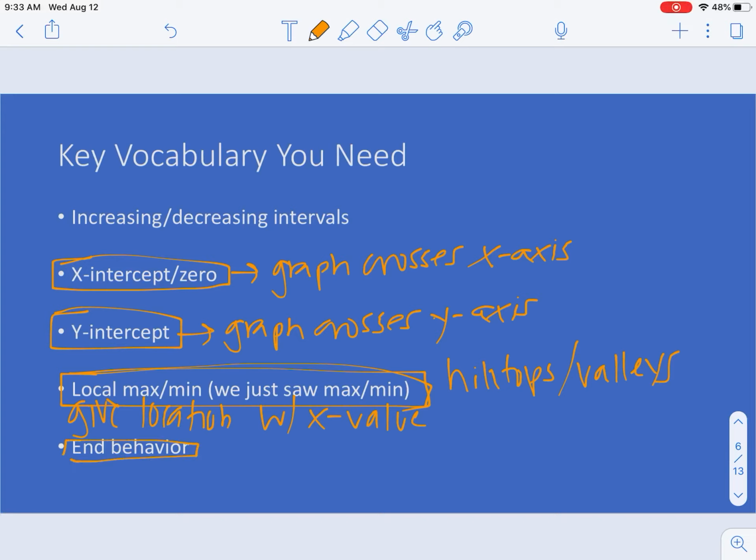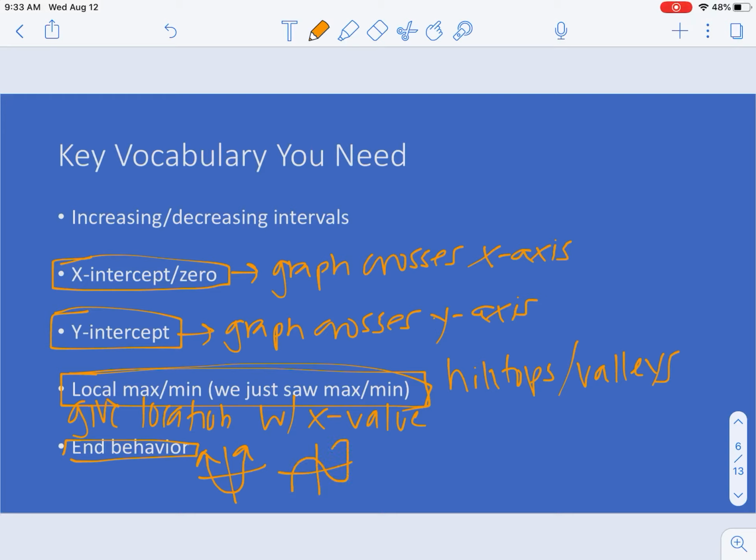End behavior, you guys have talked about in IM2, and so just a reminder, we're talking about what the ends are doing. And so just really, really quickly, for this one, a quick little parabola, we would say both ends are going up. So as x goes to the left-hand side, y goes up. As x goes to the right-hand side, y goes up. So both ends are going up.